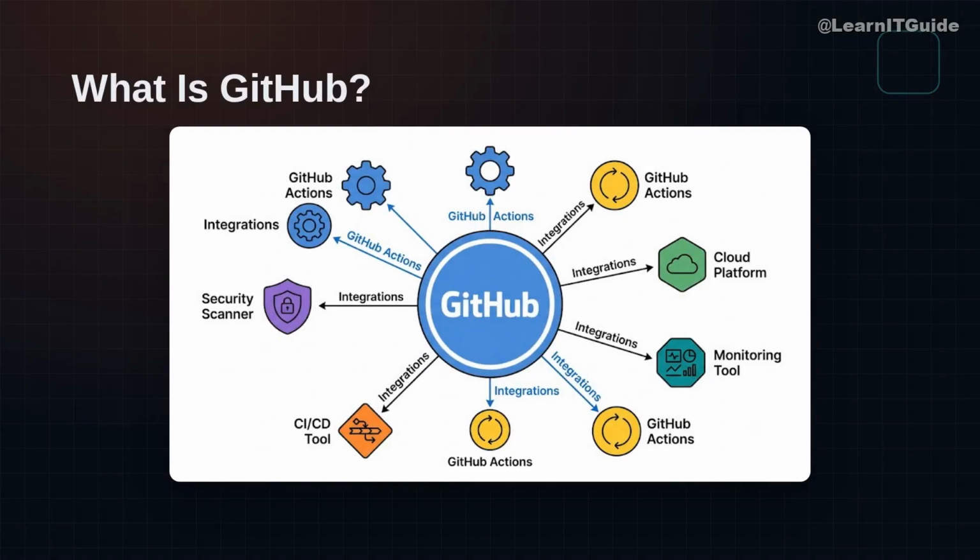So, what is GitHub exactly? Think of it like a global town square for software development. It has evolved from a simple repository host into a massive hub for collaboration, automation, and security. Its biggest strength is its ecosystem. If you use a third-party tool, whether it is a cloud provider like AWS or a monitoring tool like Datadog, there is almost certainly a native GitHub Action or integration ready to go out of the box.